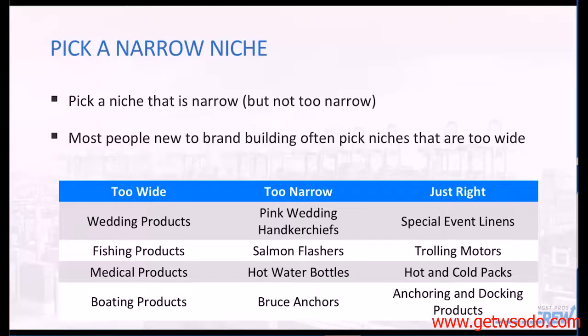the linens. Going into fishing products or that niche, fishing products in general, just too wide. You have fishing poles and lures and boats and motors and all kinds of things, clothing and stuff like that that could be worn for fishing. But something that might be too narrow would be salmon flashers, where you're only having that one particular thing just for fishing salmon. But something might be just right, and again, example here being trolling motors, something Andrew Darian's talked a lot about, really good case studies. That worked really well for him, just focusing on that little niche.